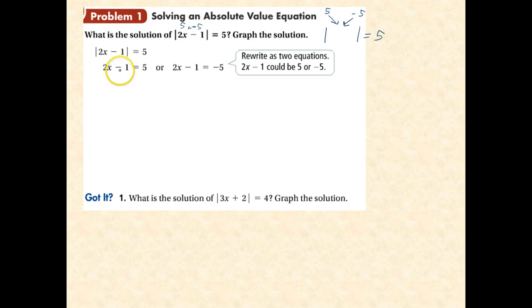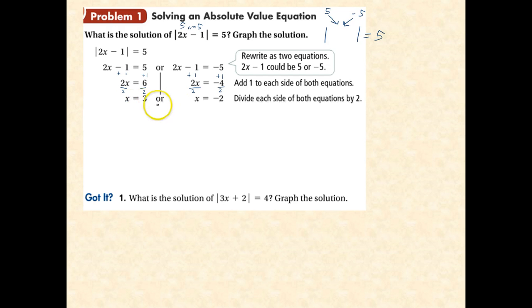Now I just solve each one of these. Plus 1, plus 1, get 2x equals 6, 2x equals negative 4, divide by 2, divide by 2, and I get x equals 3 or x equals negative 2. So those are my solutions graphed on a number line.